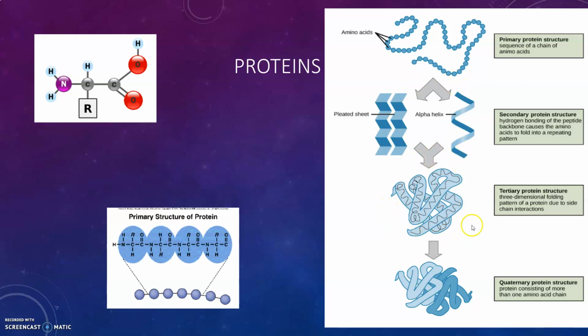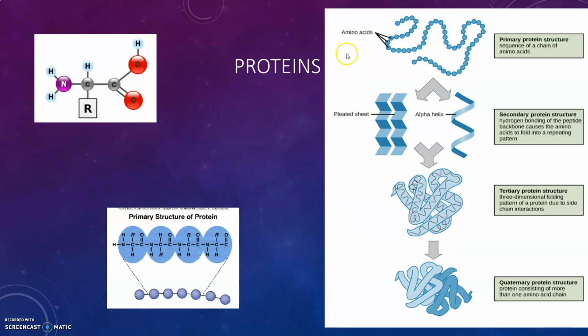The third level is the tertiary structure, and this is due to the interactions with the R groups. Remember, the nonpolar R groups tend to orientate themselves into the core of the protein. The polar uncharged R groups orientate themselves out toward the outside, towards the water portion. But it's the interaction of the R groups that determine this tertiary structure. And then the quaternary structure is when you have multiple proteins kind of joining together.